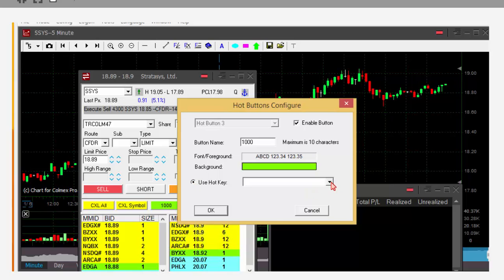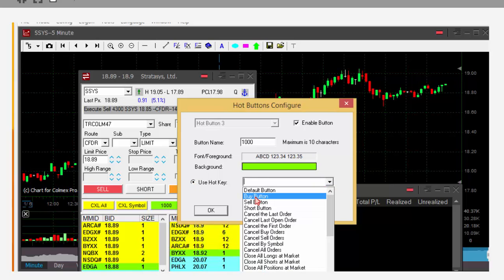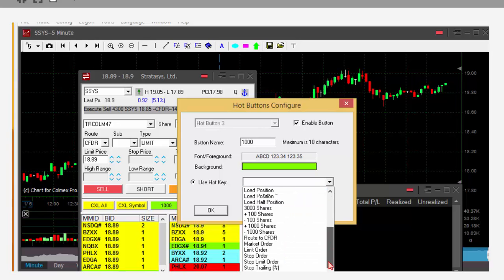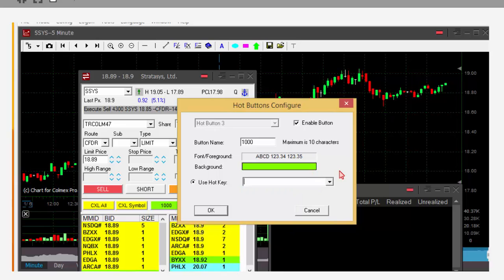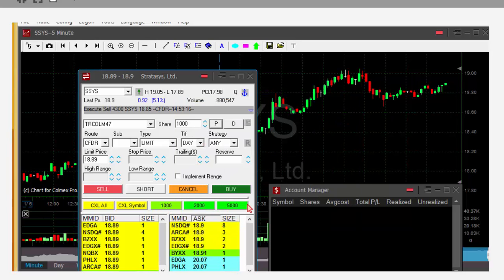Can't really remember how. Okay, yeah, you can choose a buy button, default button. There's several things you can choose here. You can even set up a button to sell half of your position, to do this, to do that. I usually use it just to show the number of shares that I want to trade. For me they are set up with numbers, but you can do it whichever way you like. Any questions which I missed?